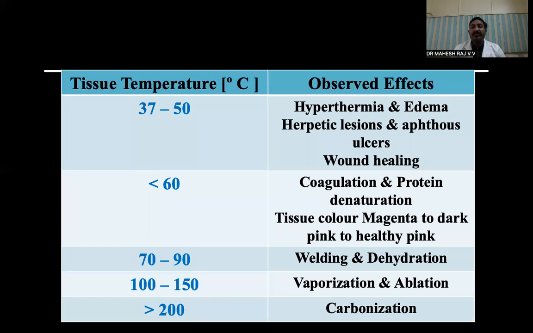What are the tissue temperatures and the observed effects? At 37 degrees, the normal body temperature, there is no effect. At slightly higher temperatures there will be hyperthermia and edema, used for herpetic lesions, ulcers, as well as bone lesions. At more than 60 degrees, there will be coagulation and protein denaturation. Tissue color changes from magenta to dark pink for healthy conditions at 70 to 90 degrees. Welding and denaturation occur at around 100 degrees. There will be vaporization and ablation, and if it is more than 200 degrees, there will be carbonization.